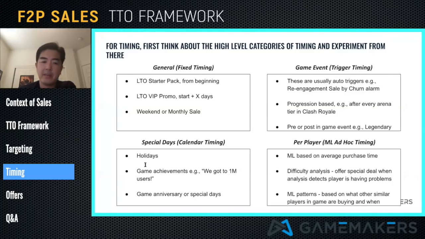The other type of timing that's very traditional is special days, so calendar-based timing. There are holidays. There may be certain game achievements, like, hey, we just hit 1 million users, or Clash Royale had their 10-year anniversary, and you can have specials and offers based upon that.